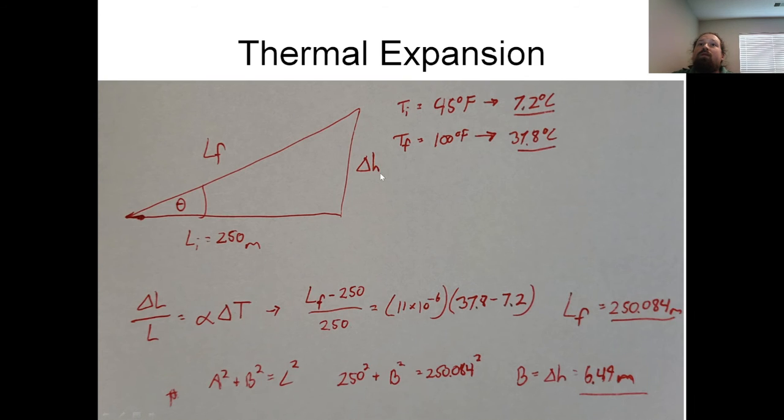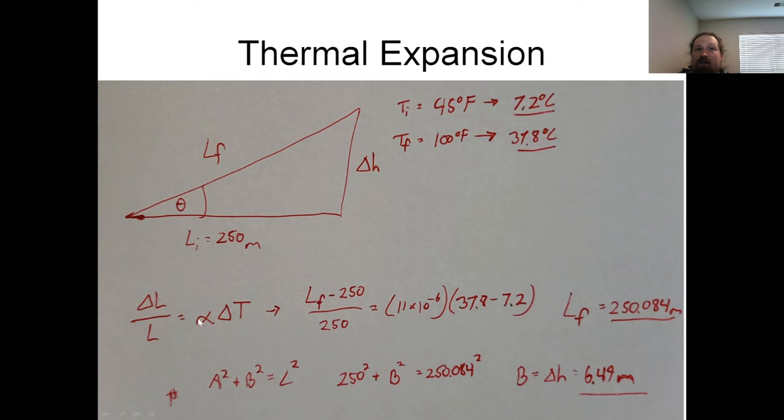So, first thing I did is I just went ahead and converted Fahrenheit into Celsius because none of the formulas for this class are really going to use Fahrenheit. You might be given Fahrenheit, but you're going to need to be able to convert it into Celsius or Kelvin. So I went ahead and converted 45 Fahrenheit into 7.2 Celsius and 100 Fahrenheit into 37.8 Celsius. Once you have those temperatures, we're going to use the expansion formula here.